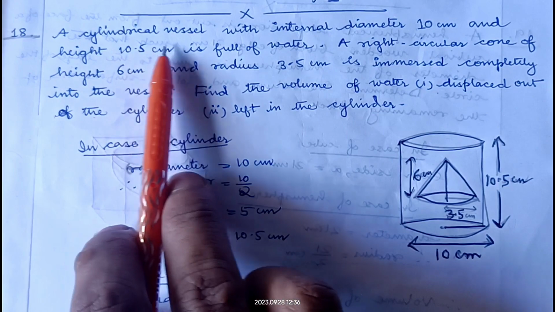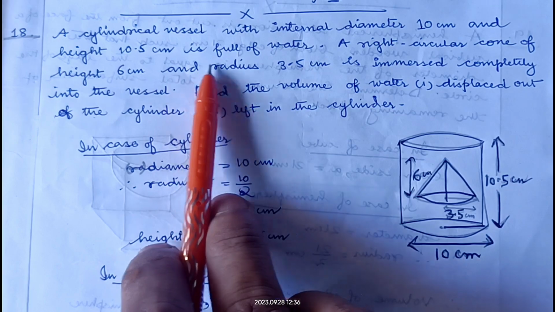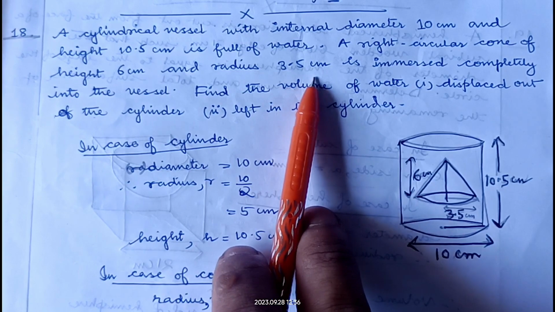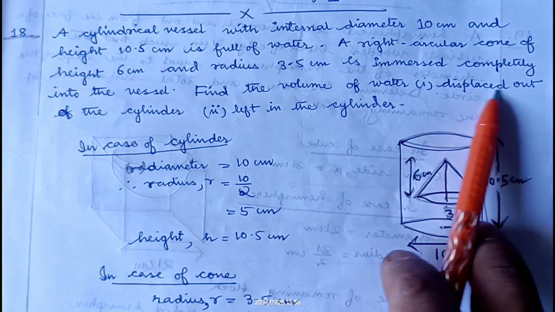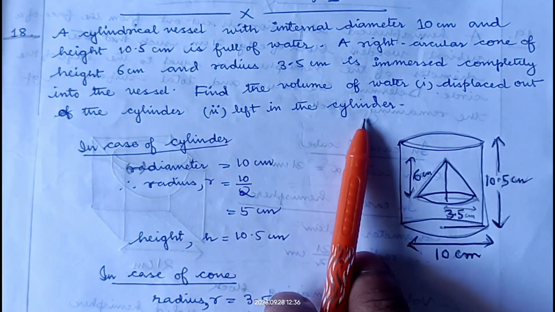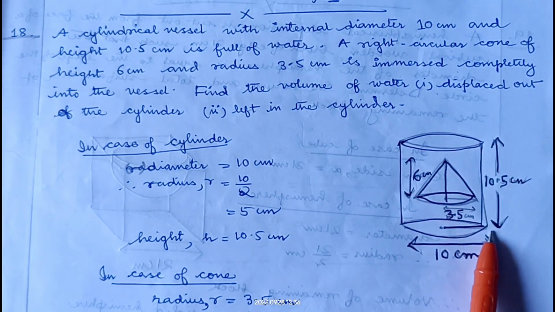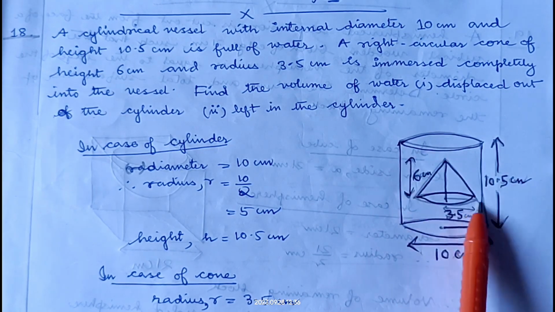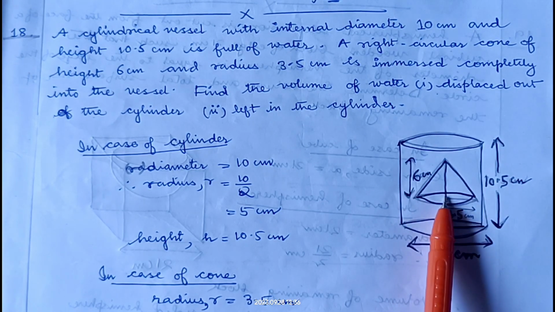Question number 18. A cylindrical vessel with internal diameter 10 centimeter and height 10.5 centimeter is full of water. A right circular cone of height 6 centimeter and radius 3.5 centimeter is immersed completely into the vessel. Find the volume of the water displaced out of the cylinder and left in the cylinder. So this is the cylinder whose diameter is 10 centimeter and height is 10.5 centimeter. Now this cylinder is full of water. Now we have immersed one cone whose radius is 3.5 centimeter and height is 6 centimeter. We have to find how much water will be displaced and how much water is left.